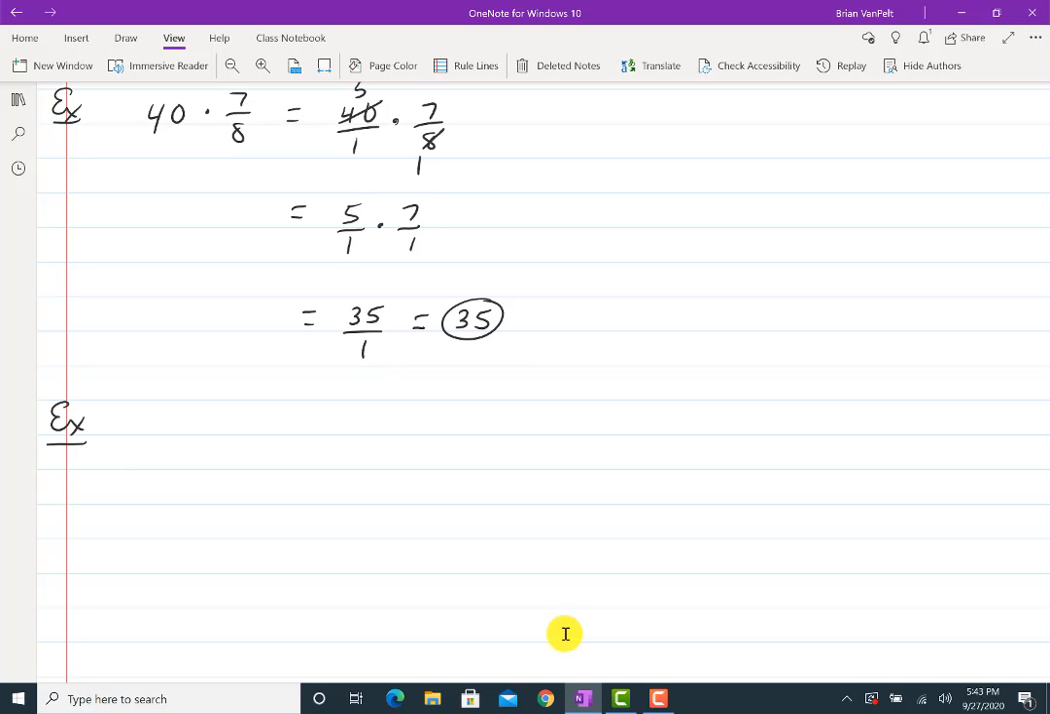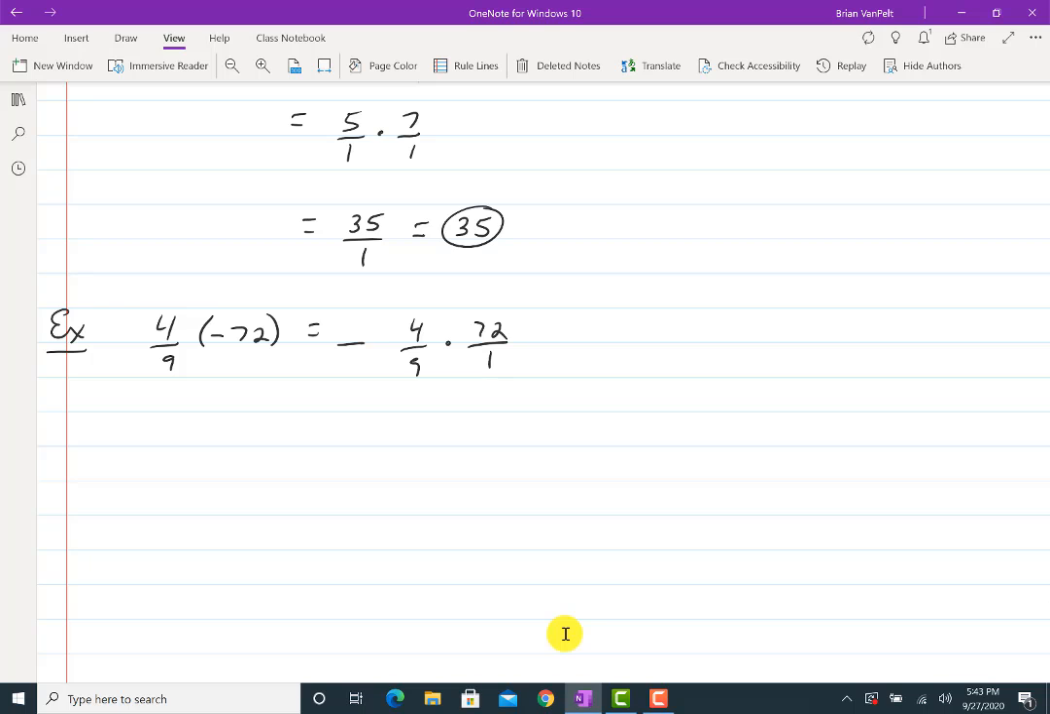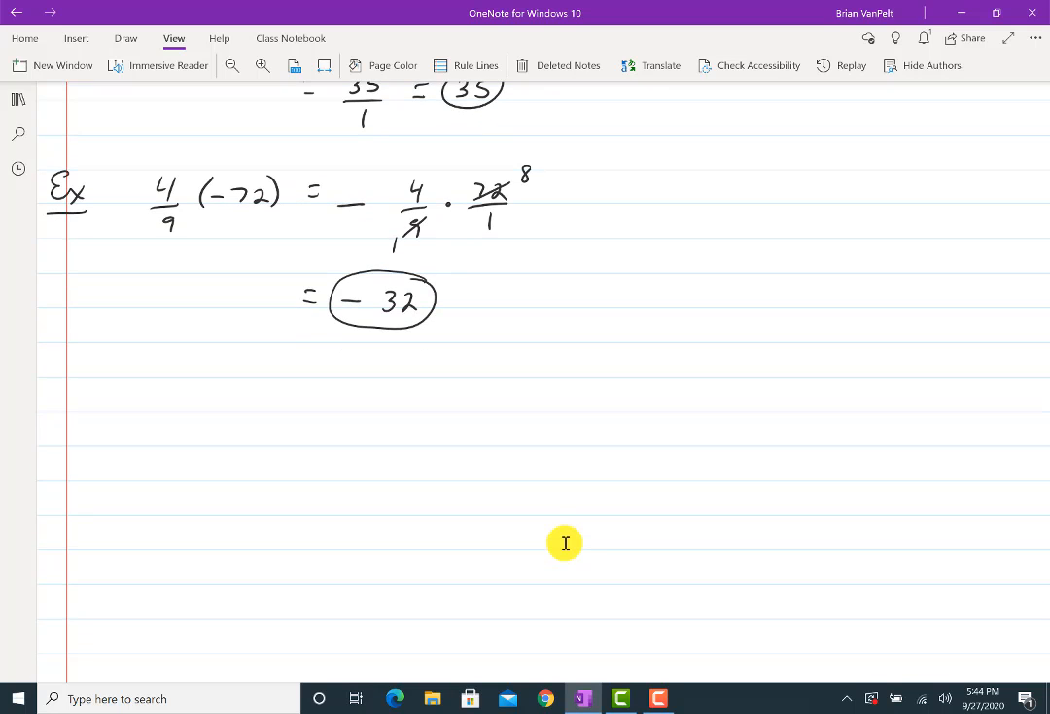Let's try 4/9 times negative 72. Here, I have a positive number times a negative number, so we know the result is negative. So at least let me get that down. And then I'm going to think of this as 4/9 times 72 over 1. Now you should know from your multiplication tables that 9 goes into 72 8 times. And so I'm left with a negative as my answer, but I have 4 times 8 is 32 over 1. No big deal there. That's just 32.